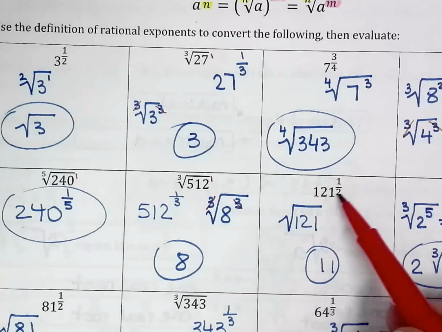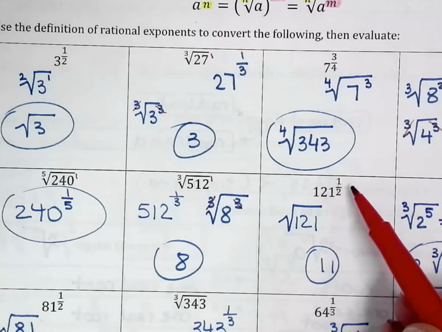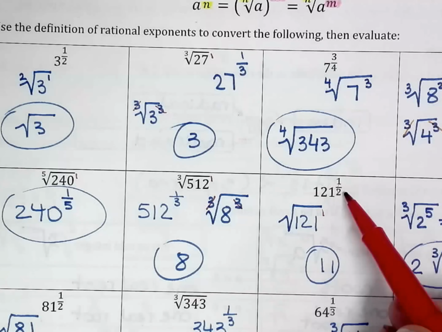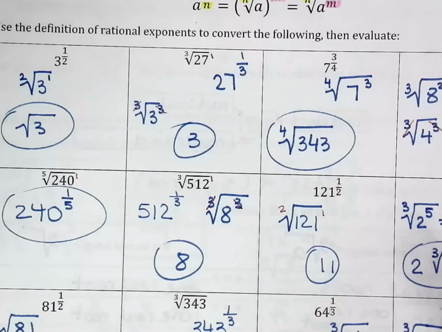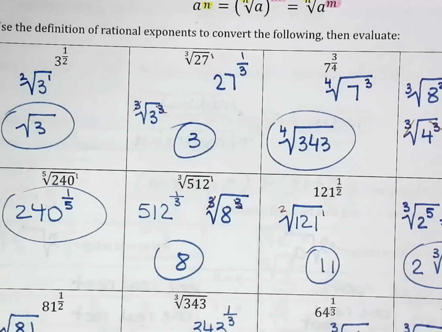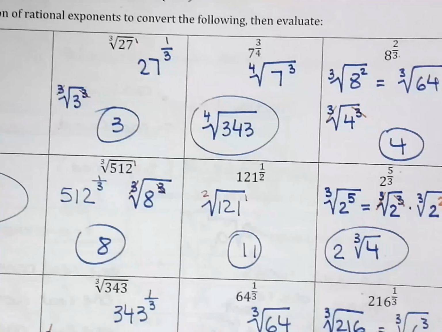This is pretty easy if you can figure out that this means square root, because we have an invisible 1 right there on the exponent. And you also have the invisible 2 right there for the index. So square root of 121, easy, that's a perfect square, that's 11.